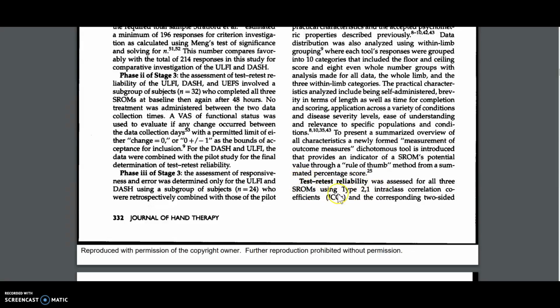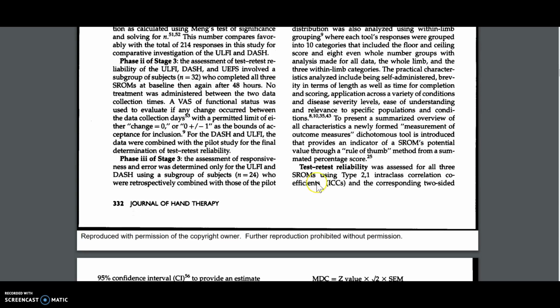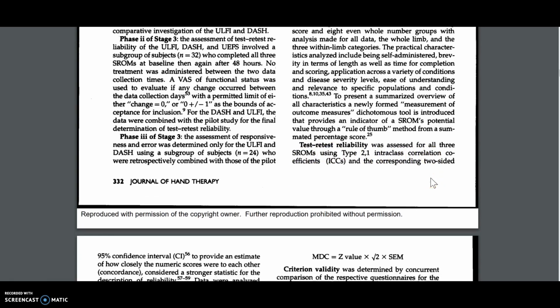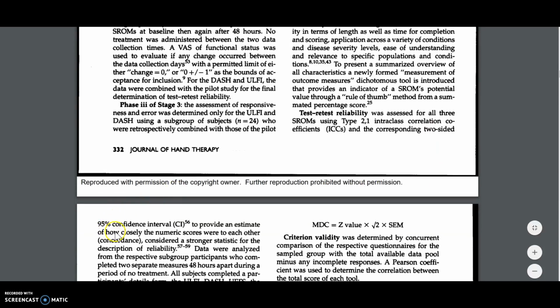And this is where the stats section kind of comes in as well. So at the bottom on the right hand side, bottom of page 332, it says test retest reliability was assessed for all 3 self-reporting outcome measures using type 2-1. We won't go into detail of what this is, but what I want you to get out of this is that test retest reliability was assessed for all 3 self-reporting outcome measures using intra-class correlation coefficients and the corresponding two-sided 95% confidence interval to provide an estimate of how closely the numeric scores were to each other.